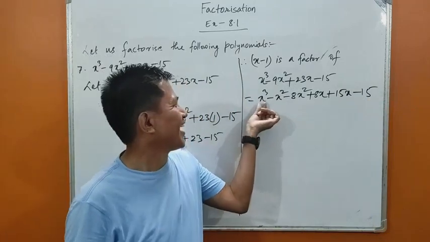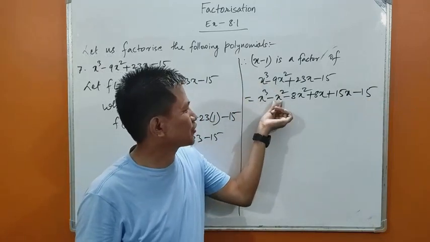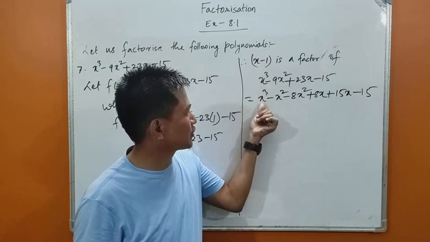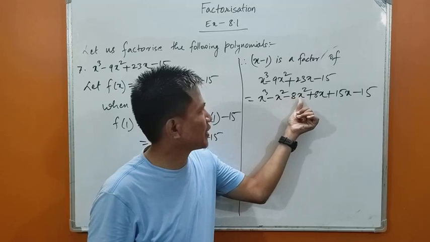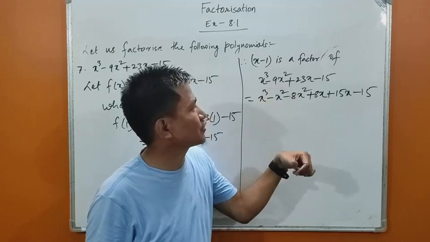Now let's check. x cube minus x square. This x cube is this x cube, minus x square minus 8x square. Same sign. Minus x square minus 8x square is minus 9x square.